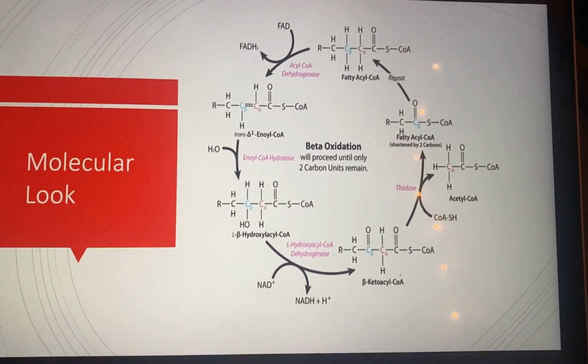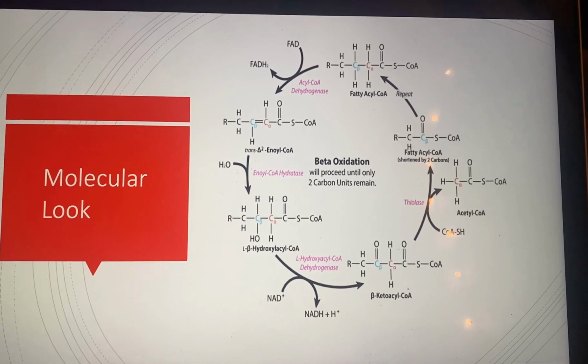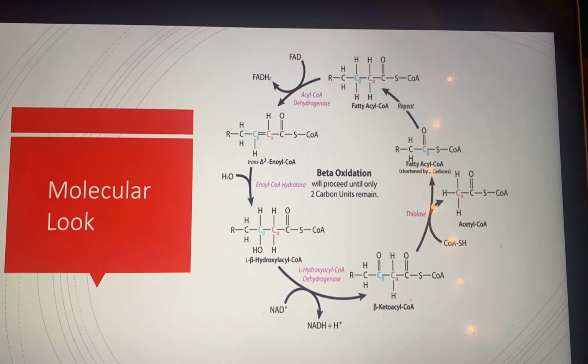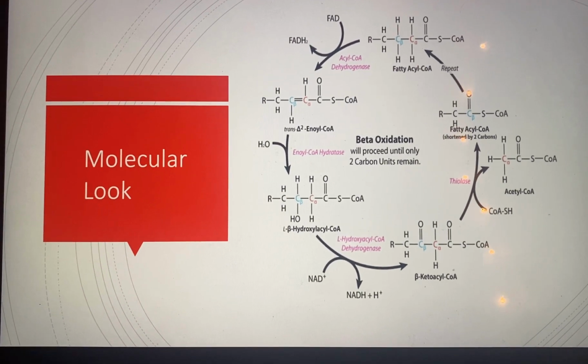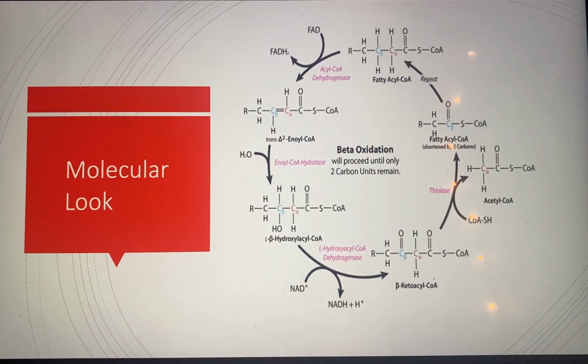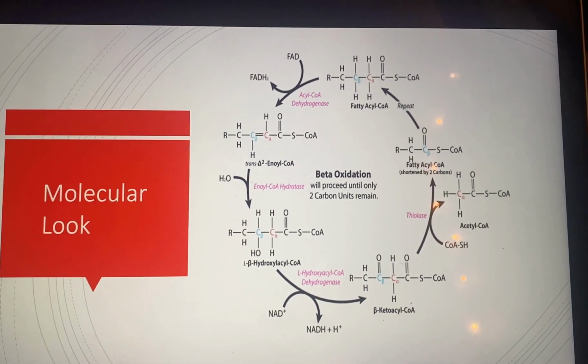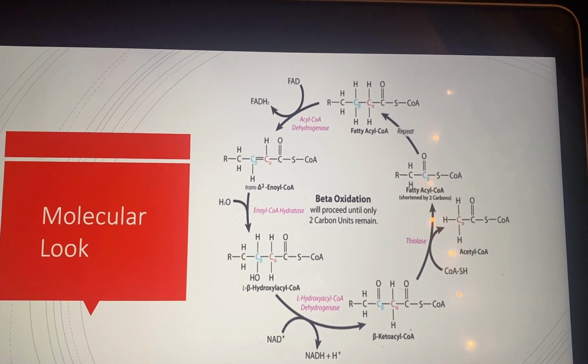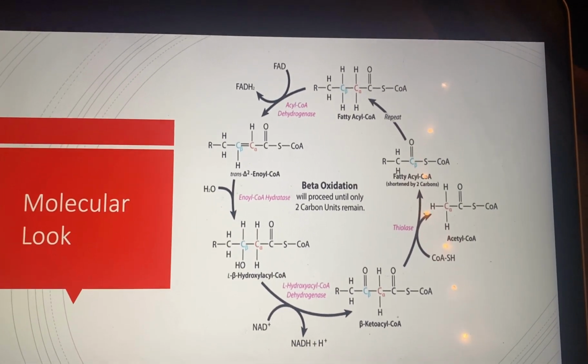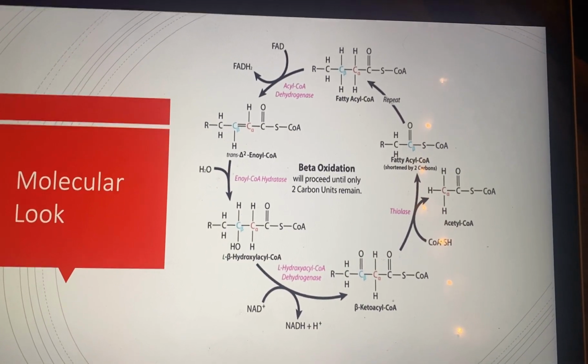And then the molecule is hydrated to produce an L-3-hydroxyacyl-CoA. And then that molecule is oxygenated to form 3-keto-acyl-CoA. This enzyme uses NAD as an electron acceptor, and it is reduced to NADH.